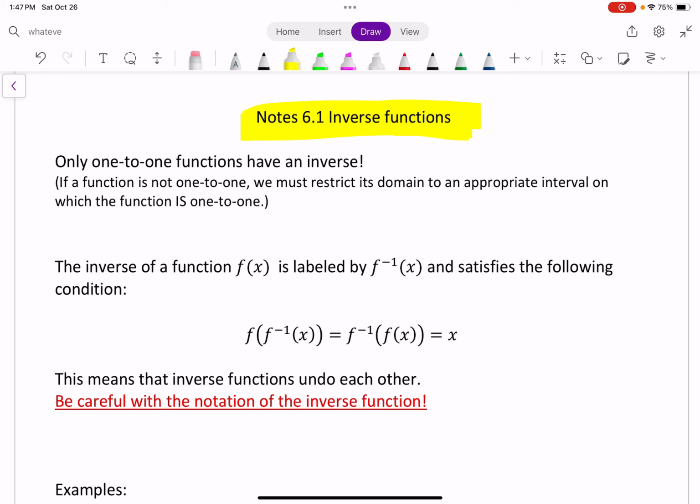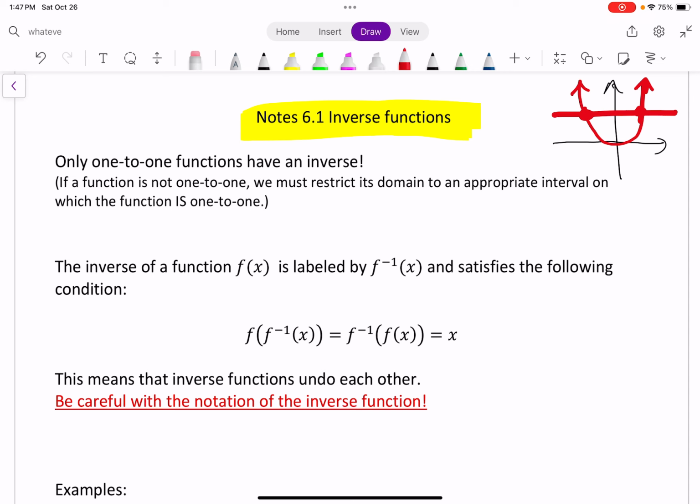So first things first, only one-to-one functions have an inverse. If you remember from chapter 1, we discussed that a one-to-one function has to pass the horizontal line test alongside, of course, the vertical line test that every function has to pass. So for example, a parabola, such as the one I just drew for you in the corner, does not pass the horizontal line test because there's a horizontal line that crosses it in more than one point. So therefore, that's not a one-to-one function.